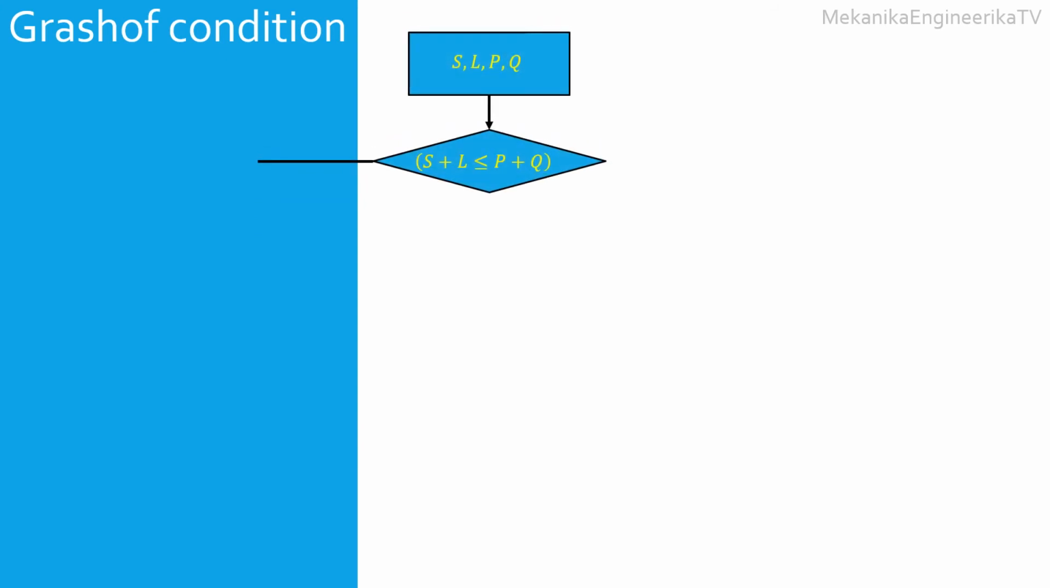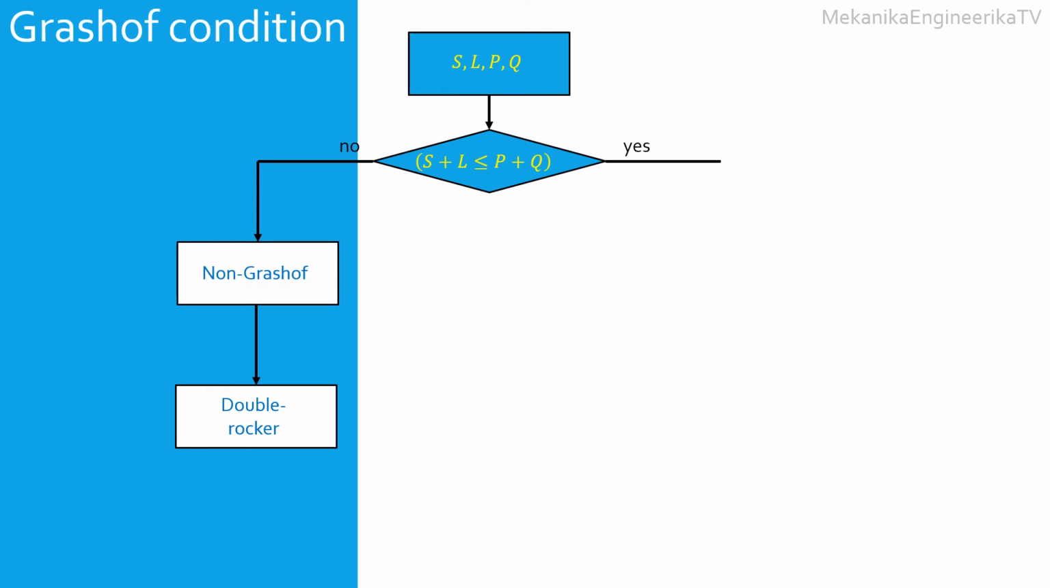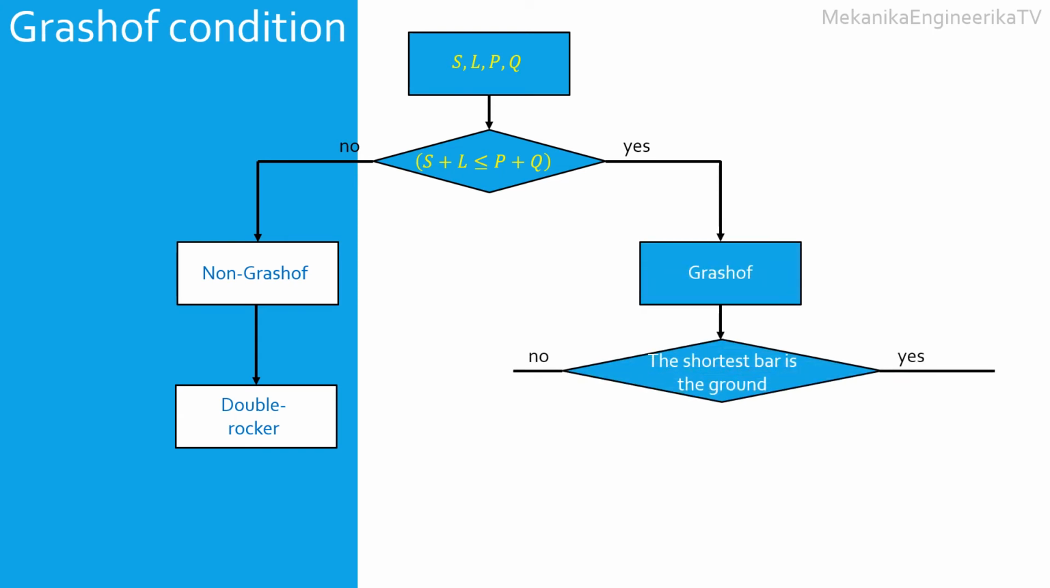To work with the Grashof condition, we need first to collect the lengths of bars. We need then to compare the sum of the lengths of the shortest and the longest links with the sum of the other two links' lengths. If S plus L is higher than P plus Q, the mechanism is non-Grashof. All non-Grashof mechanisms are double rockers. If S plus L is lower or equal to P plus Q, the mechanism is Grashof.